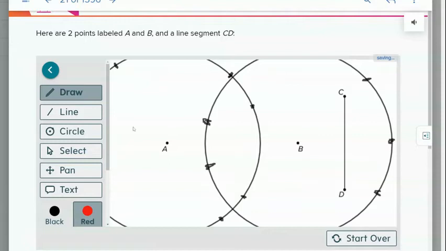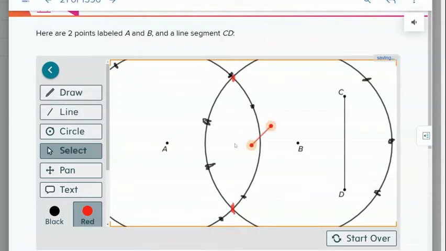Okay, so hopefully you paused the video and you marked your points that you think are the same distance from point A and point B. Hopefully you realized the point of intersection. The two points of intersection have the same distance from A and B. And you can see that even better when you draw the line segment from A to that point of intersection. And you can see how those two line segments are the same distance.